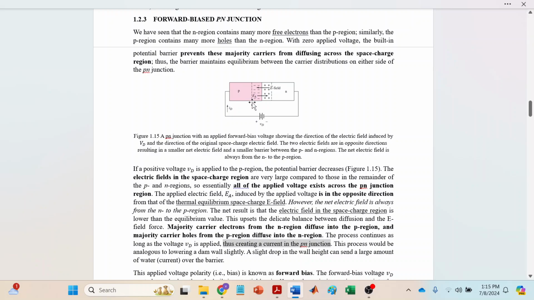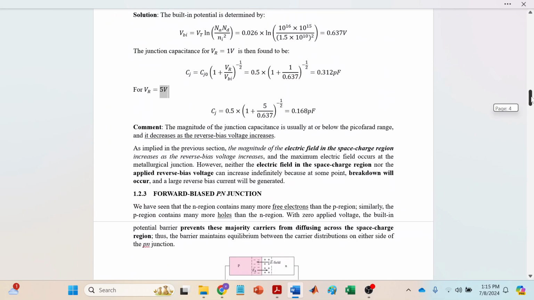So as a result of the lowering of the electric field, the majority carrier electrons from the N region diffuse to the P region, and majority carrier holes from the P region diffuse into the N region. This process will continue as long as the forward bias voltage is applied, creating a current in the Pn junction.